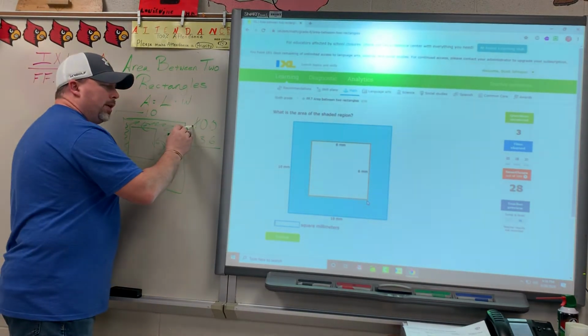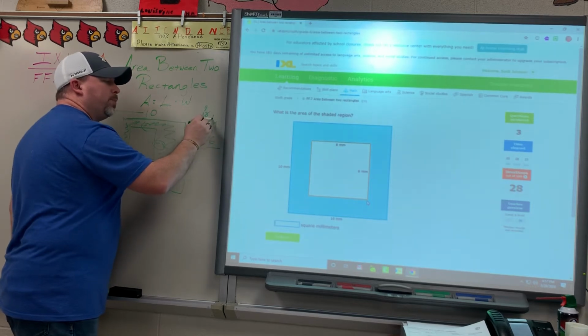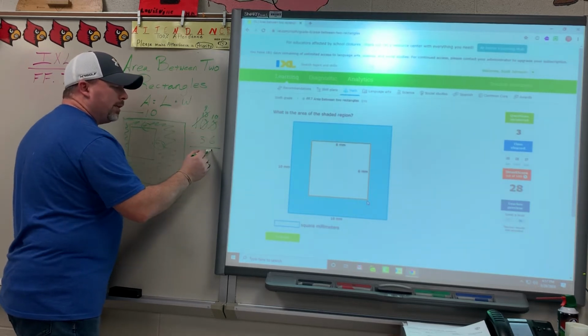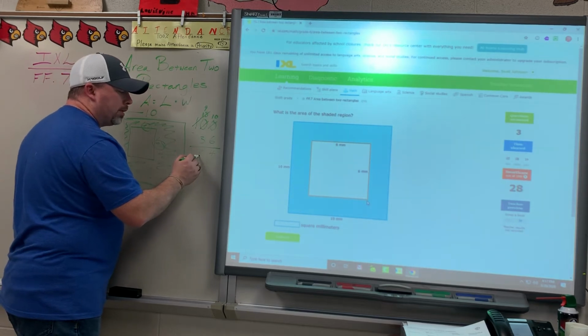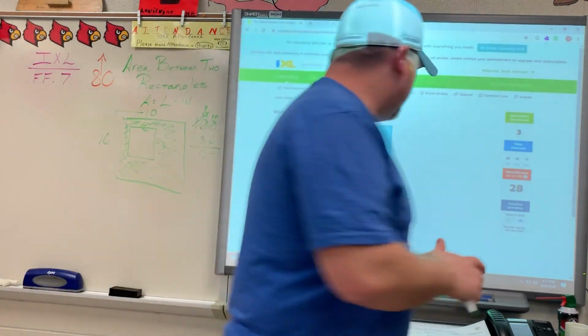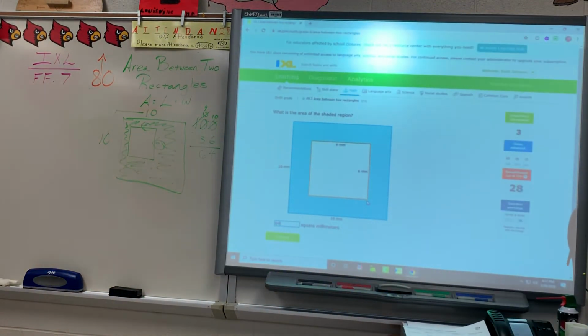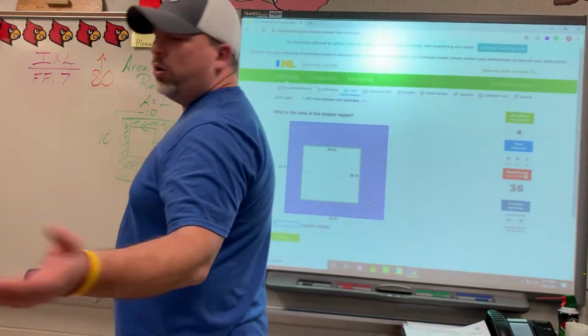Okay, this becomes a 10. Now I borrow from the 10 and make it a 9. This becomes a 10. 10 minus 6 is 4. 9 minus 3 is 6. For 64 millimeters squared. We put in 64. We hit enter. It says I'm brilliant. You guys already knew that.